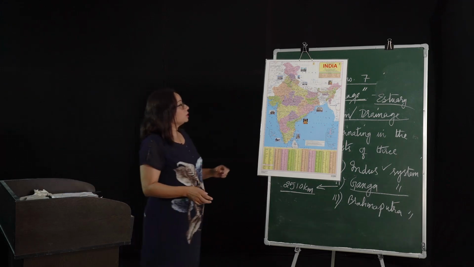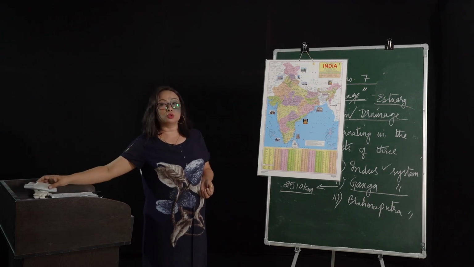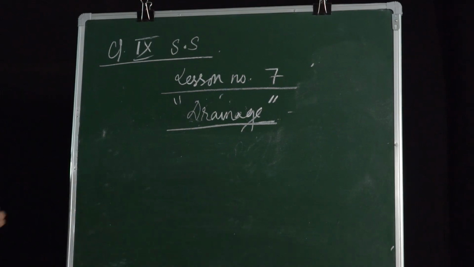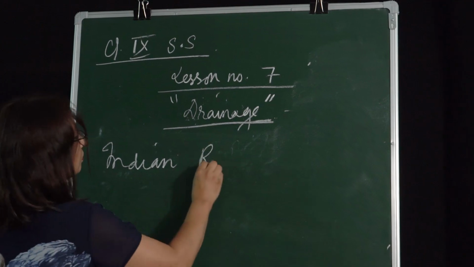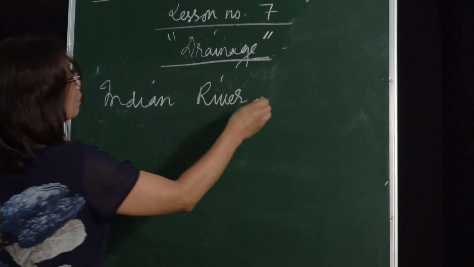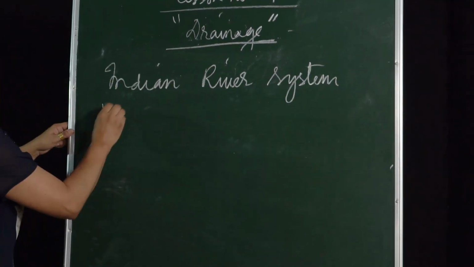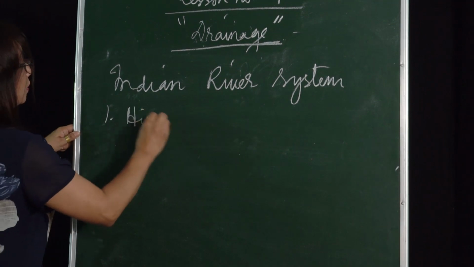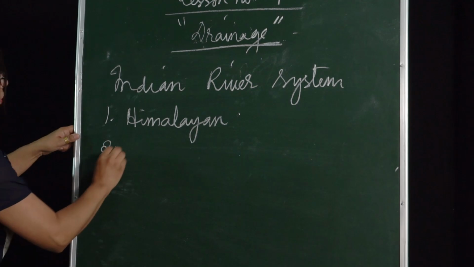So, that is all about the Himalayan rivers. Now, I would like to move on to the Peninsular Rivers. We are still on the Indian river system. We just did the Himalayan river system in detail. Now, we will see the peninsular.